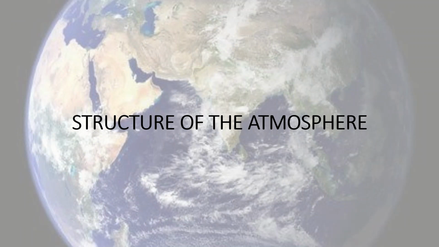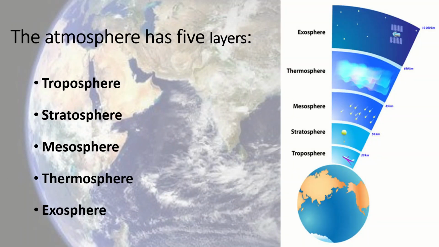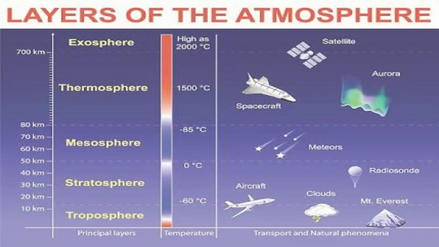Now let's move on to the structure of the atmosphere. You do remember that the atmosphere has got 5 layers. Starting from the base, from the surface of the Earth, we begin with the troposphere, move on to the stratosphere, mesosphere, thermosphere, and the outermost layer is the exosphere. So here you have a chart which shows the height in kilometers, what are the principal layers, the temperatures, and the transport and natural phenomena of each layer. Please go through this at your own convenience.